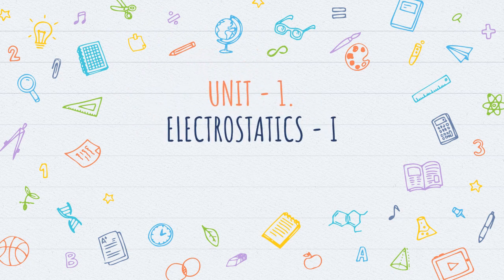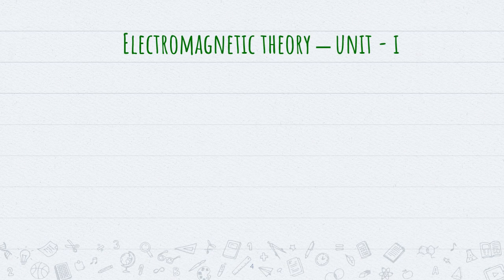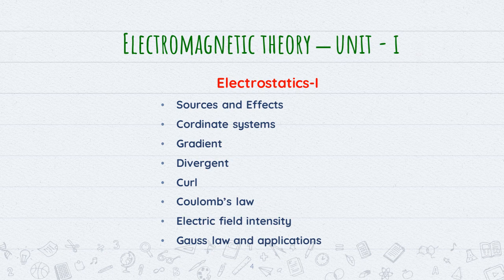With the continuation of Unit 1, Electrostatics 1, we will move on to the next topic. Already I discussed the detailed syllabus of Unit 1, that is Electrostatics 1. In my previous videos, I discussed the sources and effects of electromagnetic waves, and I started coordinate systems, and I discussed the Cartesian coordinate system and cylindrical coordinate system. Now in this video, I am going to teach you about the spherical coordinate system.